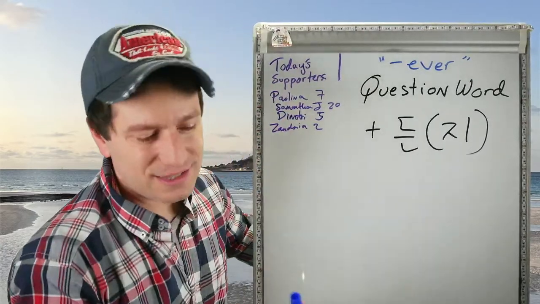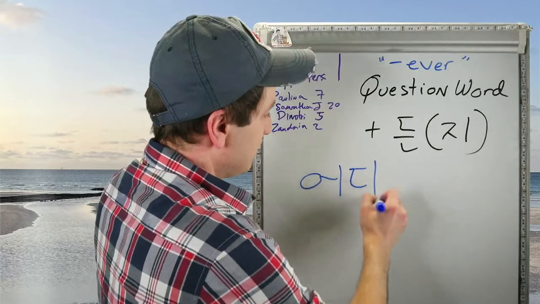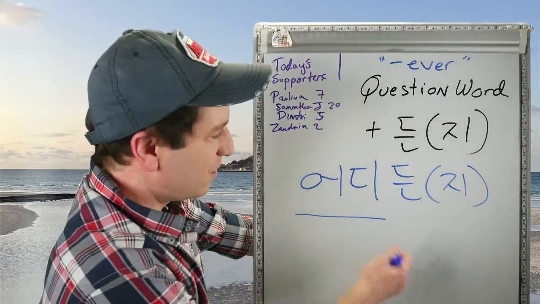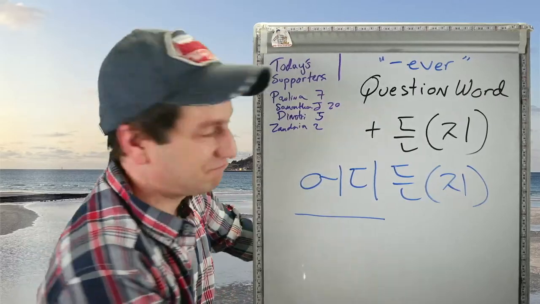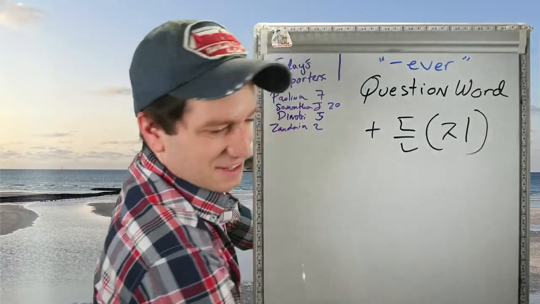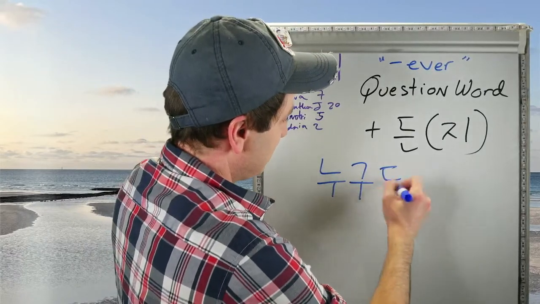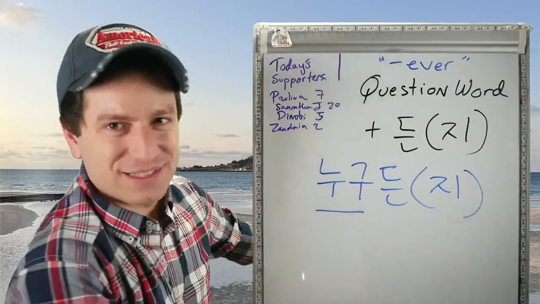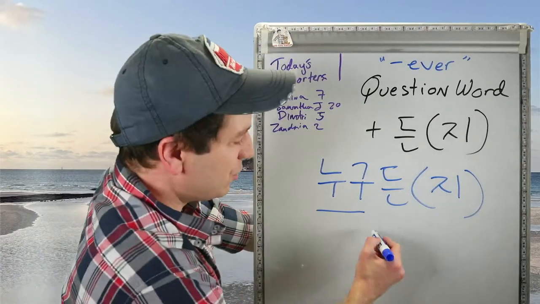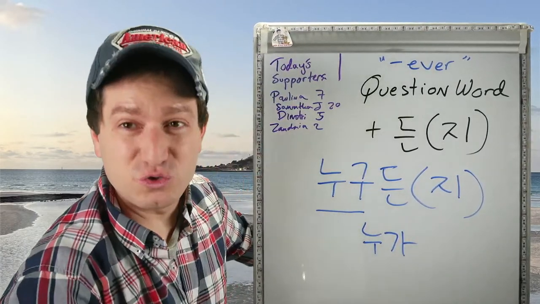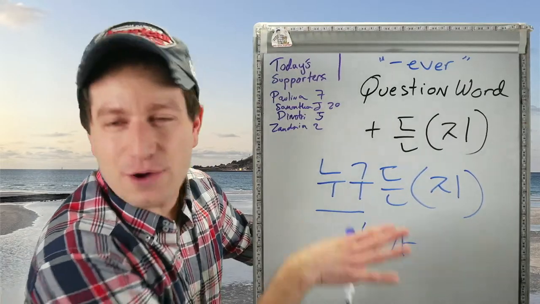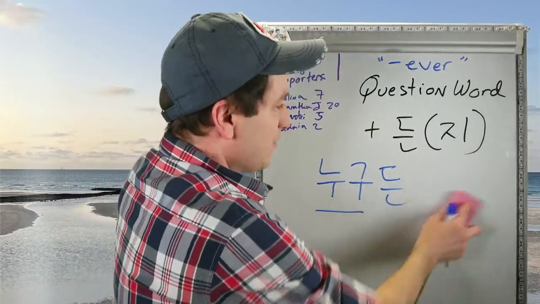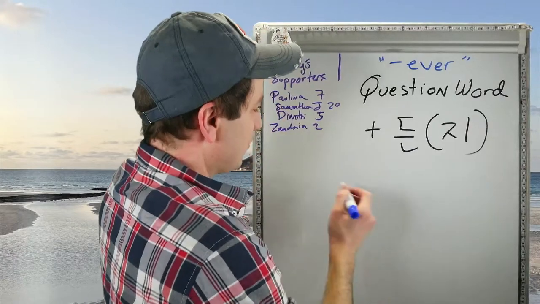These ones you just want to write down because these are just vocabulary words. 어디든지. Where? 어디든지. Wherever. 누구. Who? 누구든지. Whoever. Note, you would never say 누가든지 because 누가 is actually 누구 plus 가. So that would be a different form. And one more. There are actually a few more, but let's just do one more.